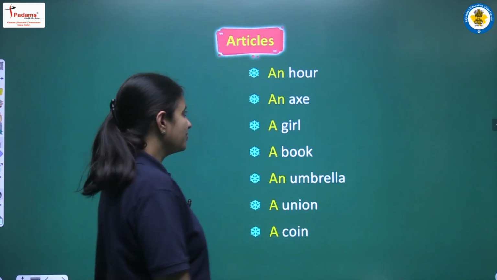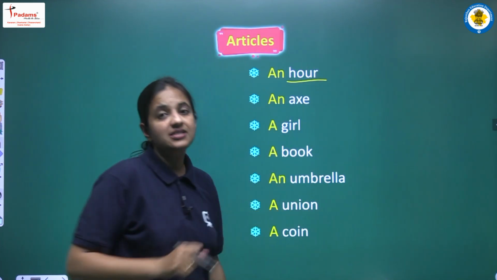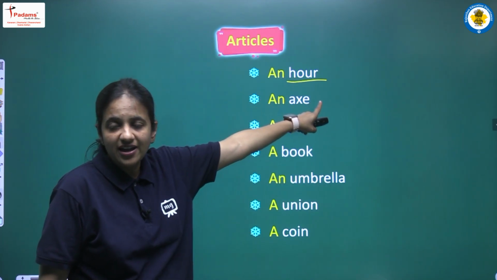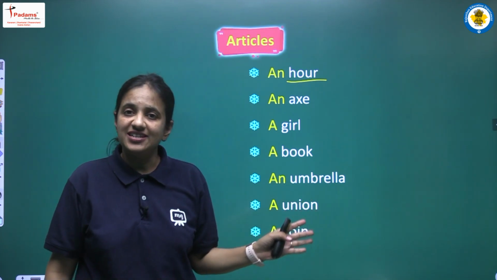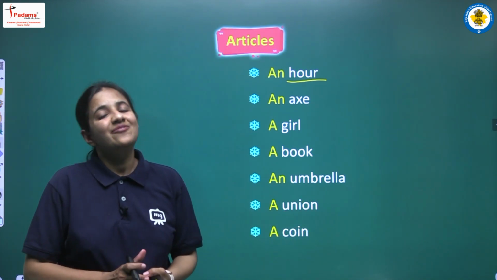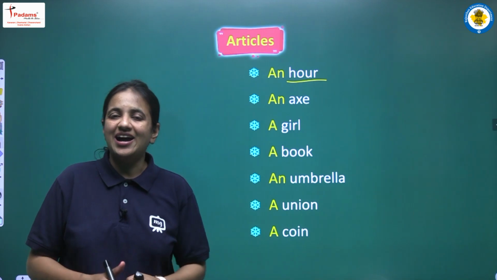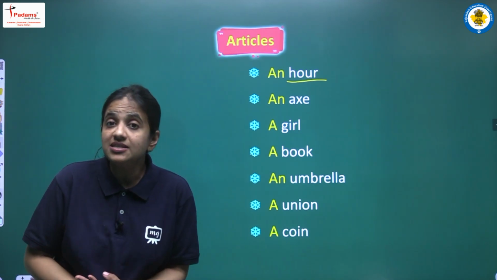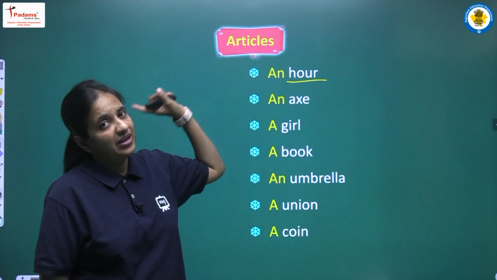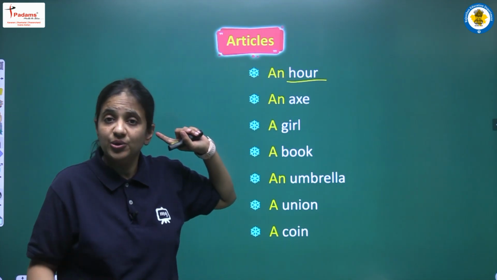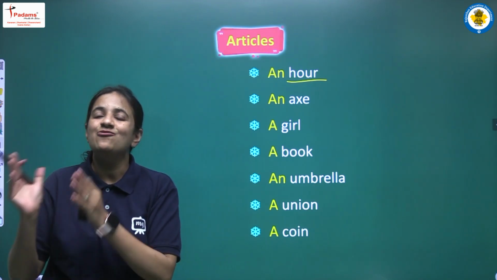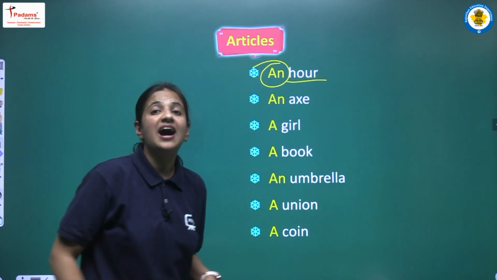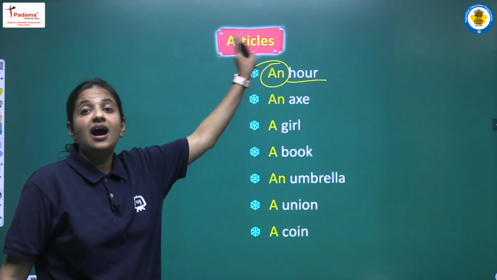So let's see. The next word we are having is hour. Okay, so yes, the starting alphabet that we are having here is H. H, yes, it's one of the consonants, but when we are having the sound, the pronunciation, then we can say that we are having a vowel sound, because the pronunciation of this word is "our". Okay, so the starting sound is a vowel sound, and according to that we are having an here as an article, so we are having an hour.